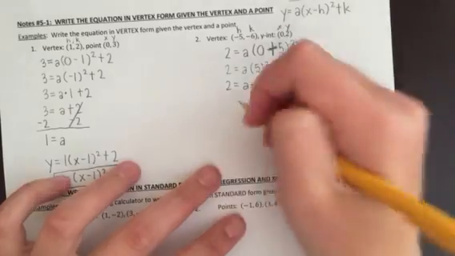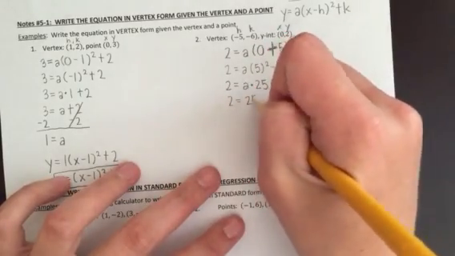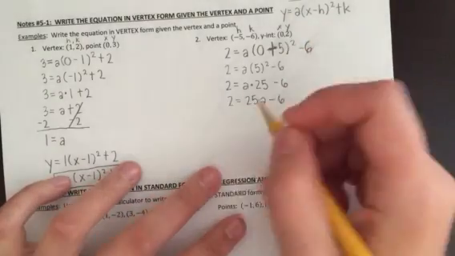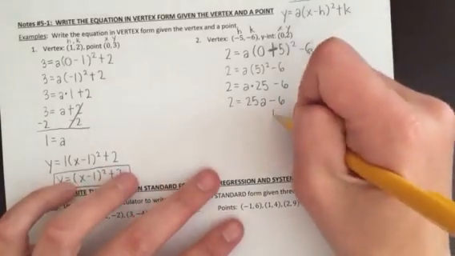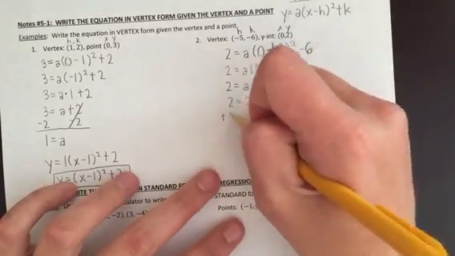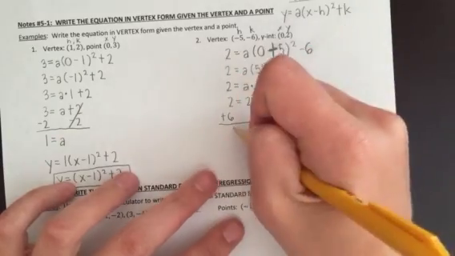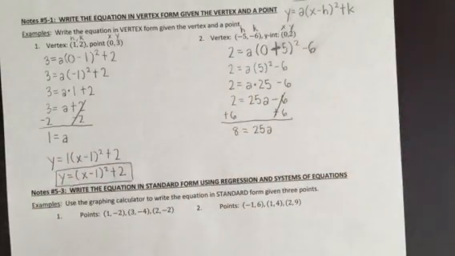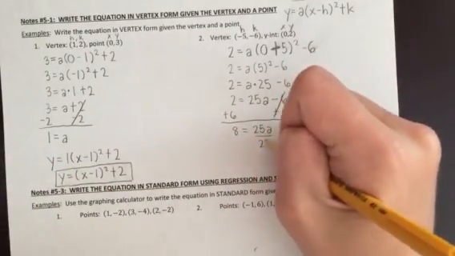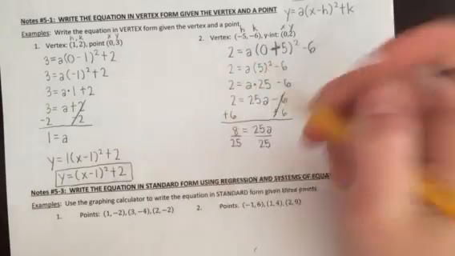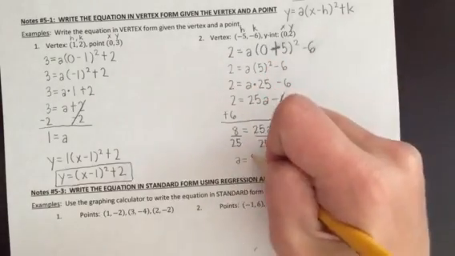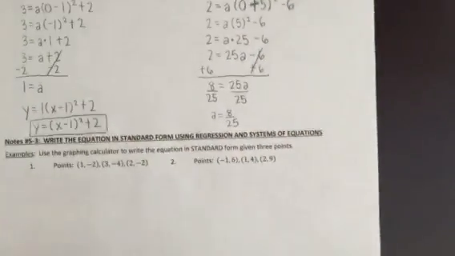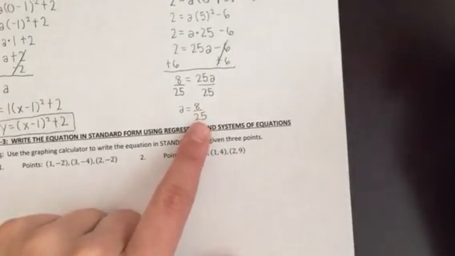Got to multiply before I add or subtract, so 2 equals 25a minus 6. Okay, so now to solve for a, I need to move this minus 6 over, so add 6 to both sides, so I get 8 equals 25a. All right, and last but not least, divide by 25, so we get a really funky a value, but that's okay. In real life, things don't usually work out to be whole numbers.